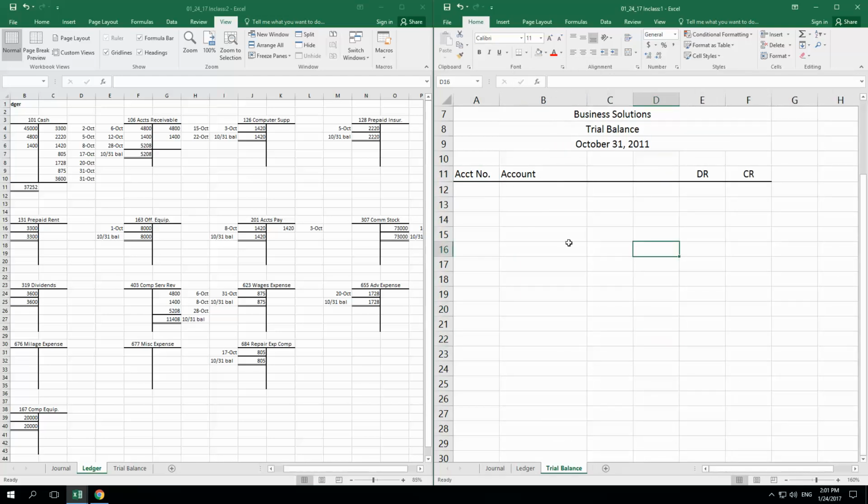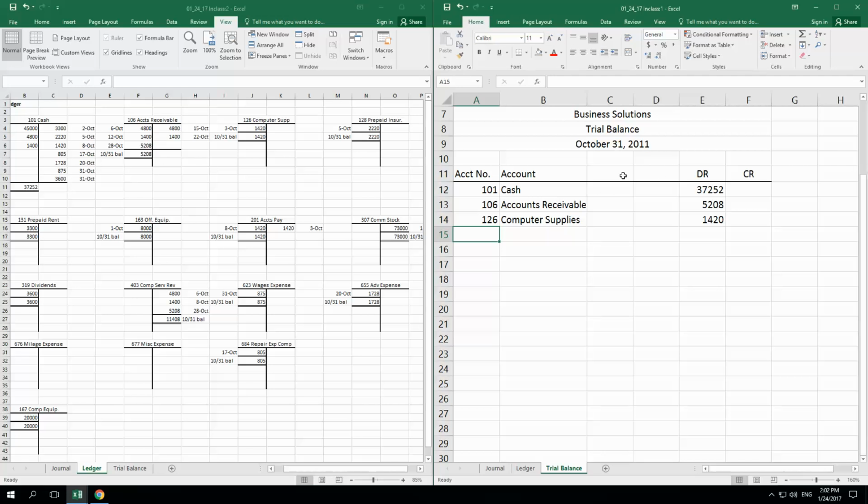So my first account is account 101, and that's cash. And it has a debit balance of 37,252. I pulled it from right over here, from the balance in the account. You see that? Okay. And then I got account 106. Accounts receivable has a debit balance of 5,208. And I got computer supplies, 126. And that has a balance of 1,420. You see where I'm getting the balances from, yeah? I'm just getting them from the balances that I have in the ledger.